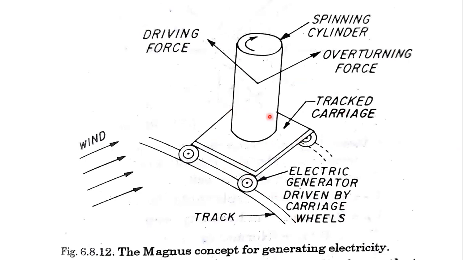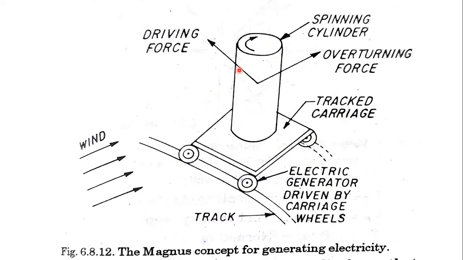So this device can be used as a sail or a propeller for ships or land vehicles. As the cylinder spins, it will be moving, and the electric generator is driven by the carriage wheels here. Thus, the moving forces produce generation.